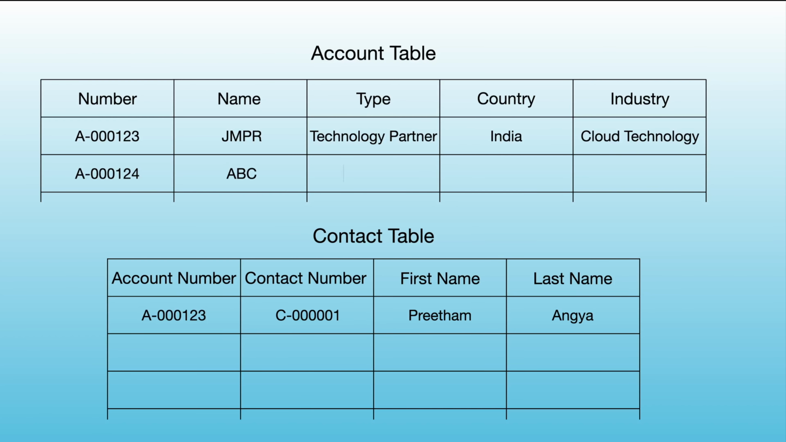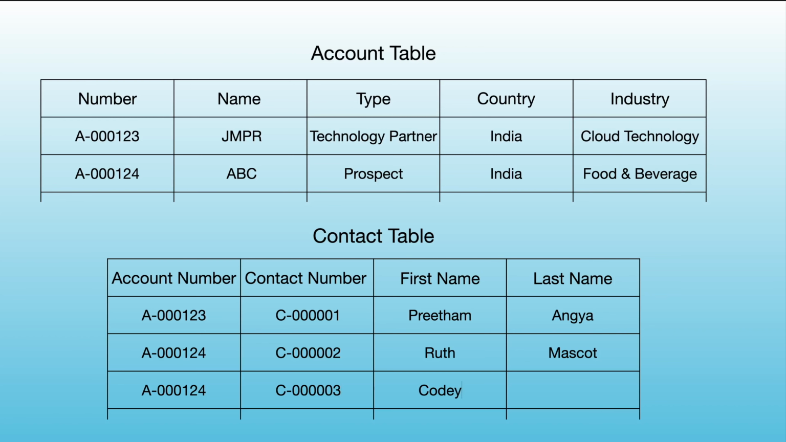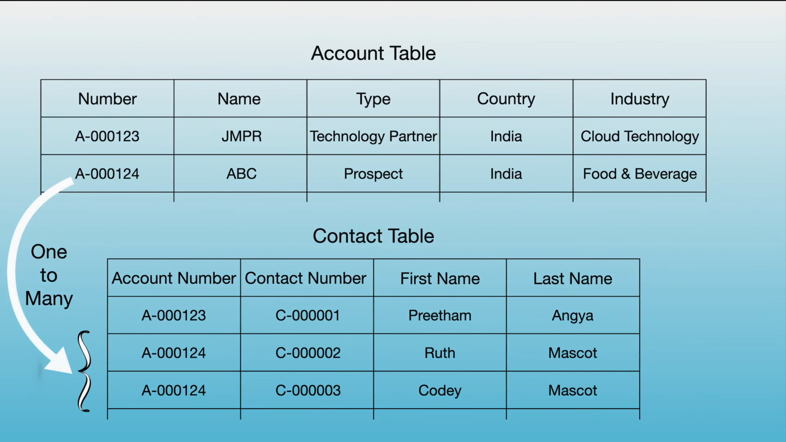Now assume he had reached out to a food and beverage company to sell his hot dogs in bulk. So he stores the company information in account table and also stores two contacts that he spoke to in the contacts table. You can notice the association here. This establishes a one-to-many relationship between these two records. Now let's see how these two tables' data can be migrated to be stored in Salesforce CRM.